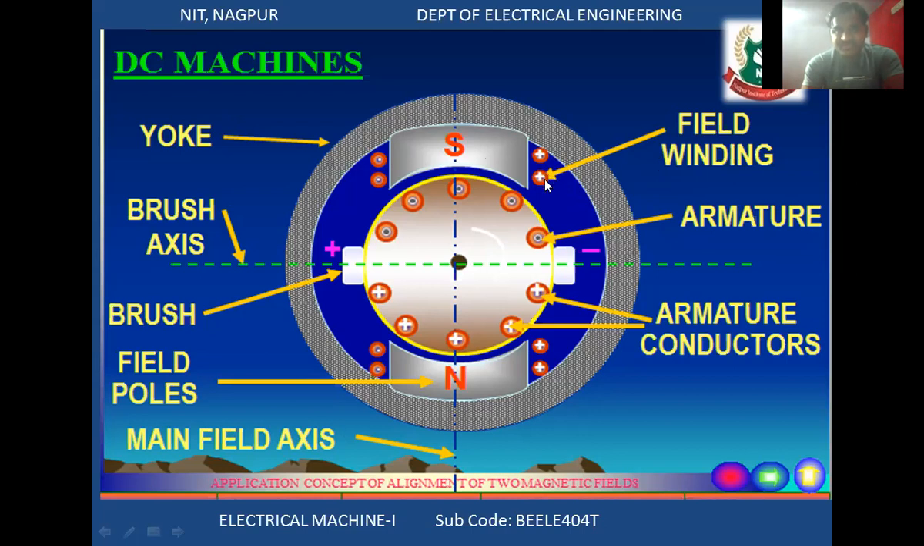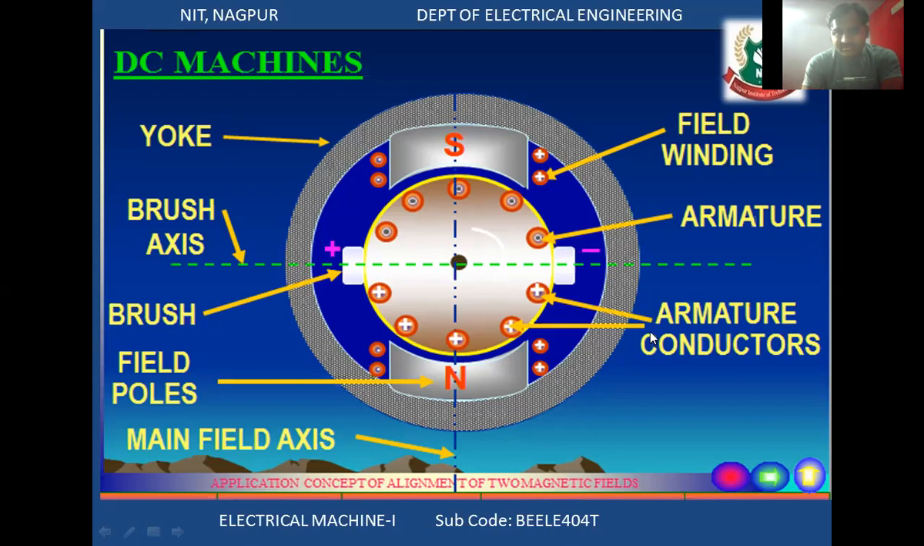The plus indicates that the lines of flux are going inside the screen, or you can say the blackboard. And this dot indicates that it is outward from the screen, coming towards the listener, or you can say the observer. Then field poles are there, the main field axis and the brush axis. The main field axis is a vertical axis and the brush axis is a horizontal axis.